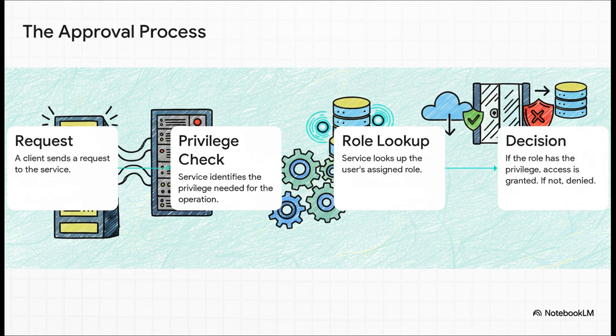First, your request hits the service. Second, the service looks at what you're trying to do, say a patch on a boot setting, and it figures out the exact privilege needed for that action. Third, it looks you up and checks your assigned role. And finally, it asks, is that required privilege inside the user's role? If the answer is yes, you get a green light. If it's no, you get hit with a 403 forbidden. It's that simple, that deterministic, every single time.